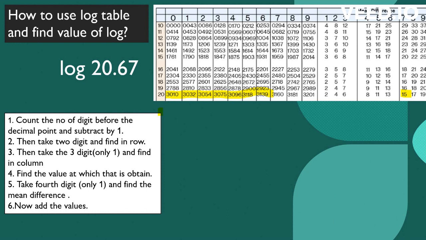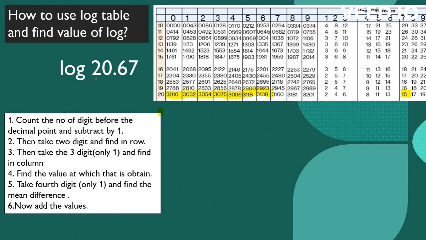For example, here I have to find the value of 20.67, which is the value given, and in front of that log is given. So from this I understand I have to find the log value of this number. First thing we have to segregate is what is the characteristic and what is the mantissa.